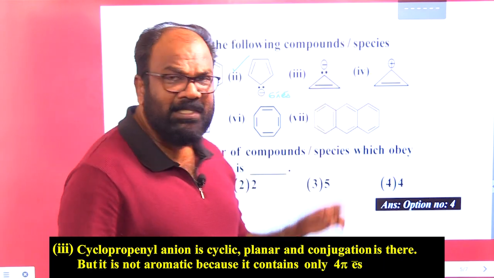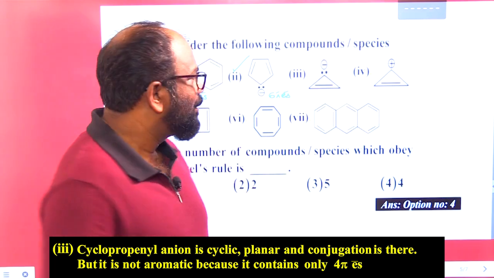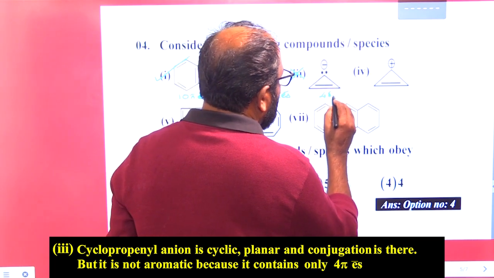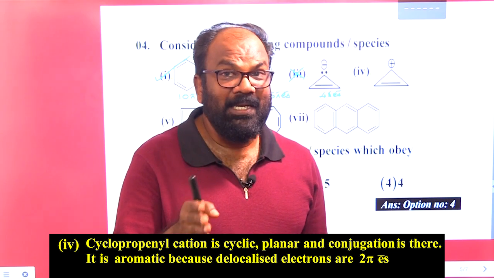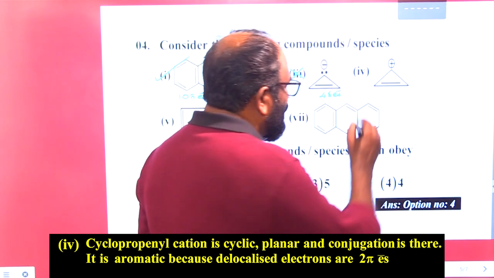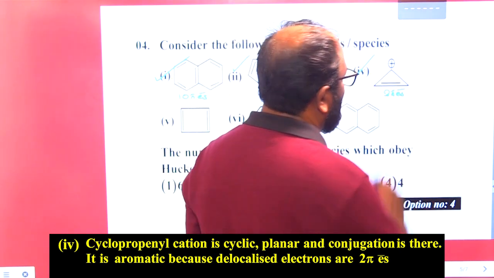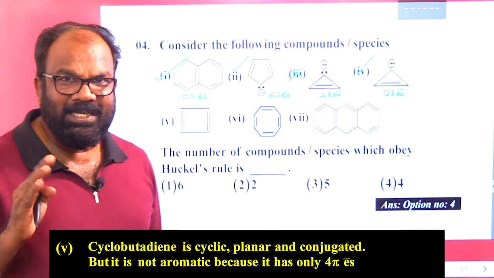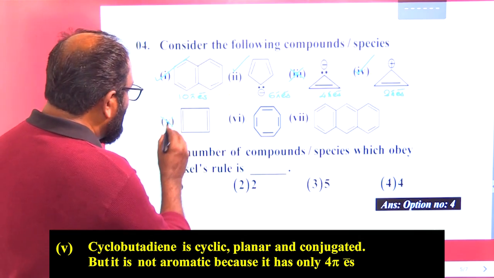The third species is cyclopropenyl anion. It is cyclic, conjugation is there, but it is not aromatic because it contains only 4 pi electrons. The fourth species is cyclopropenyl cation. Here also conjugation is there, cyclic. It is aromatic in nature because delocalized electrons is 2 pi electrons. The fifth one is cyclobutadiene. It is cyclic, conjugation is there, but it is not aromatic because it contains 4 pi electrons.